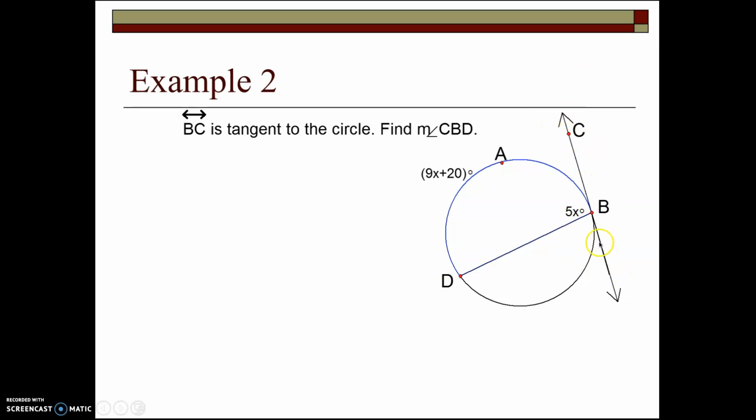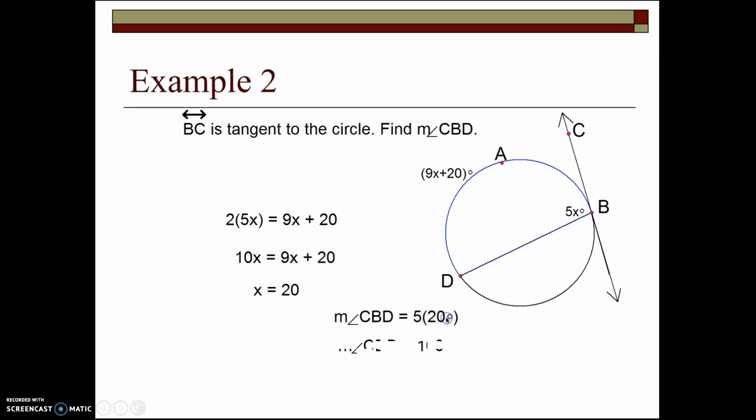BC is tangent to the circle at point B. Find the measure of angle CBD, which is represented by 5x. So we would have 2 times that angle is equal to the 9x plus 20, which is going to simplify to x equals 20. We're still looking for angle CBD, so we need to go back and plug that in. So angle CBD is going to be 5 times the x we found as 20. So measure of angle CBD is 100 degrees.